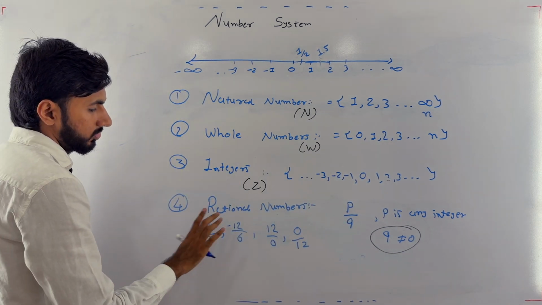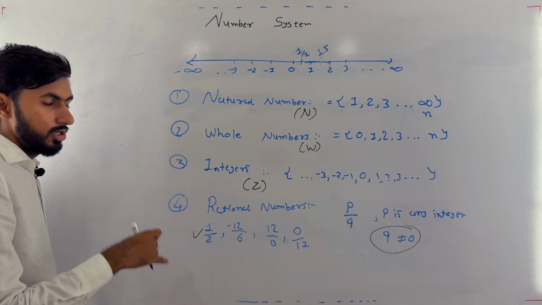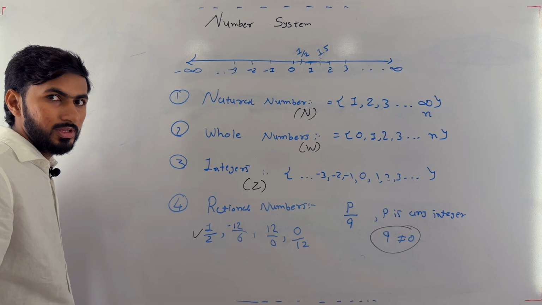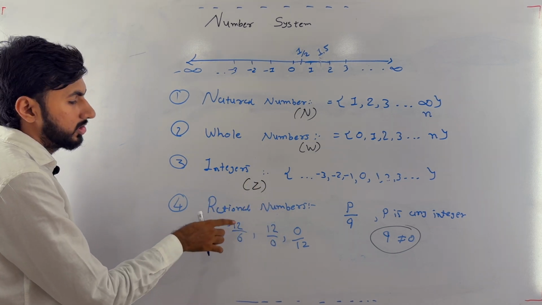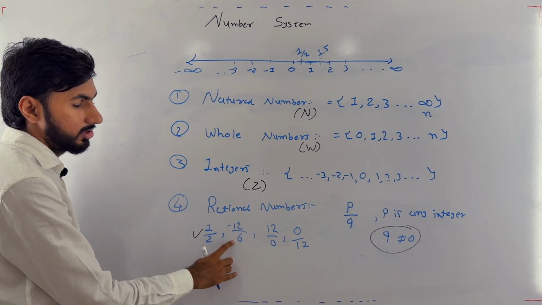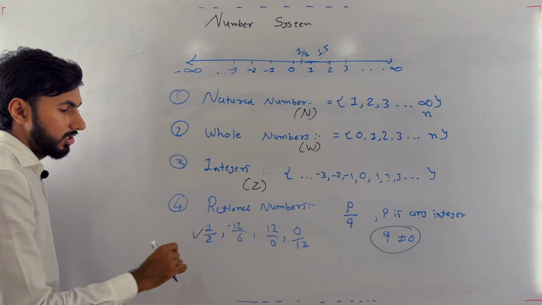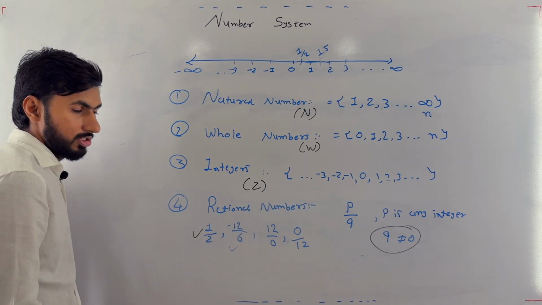be 0. So if you have to check whether the number is a rational number or not, just go to the denominator and check whether there is 0, then say this is not a rational number. If there is not 0, then check if the numerator is an integer or not. In the denominator there is 6, this is not 0, so we have to check the numerator, that is minus 12, that comes under integers, so it is a rational number.